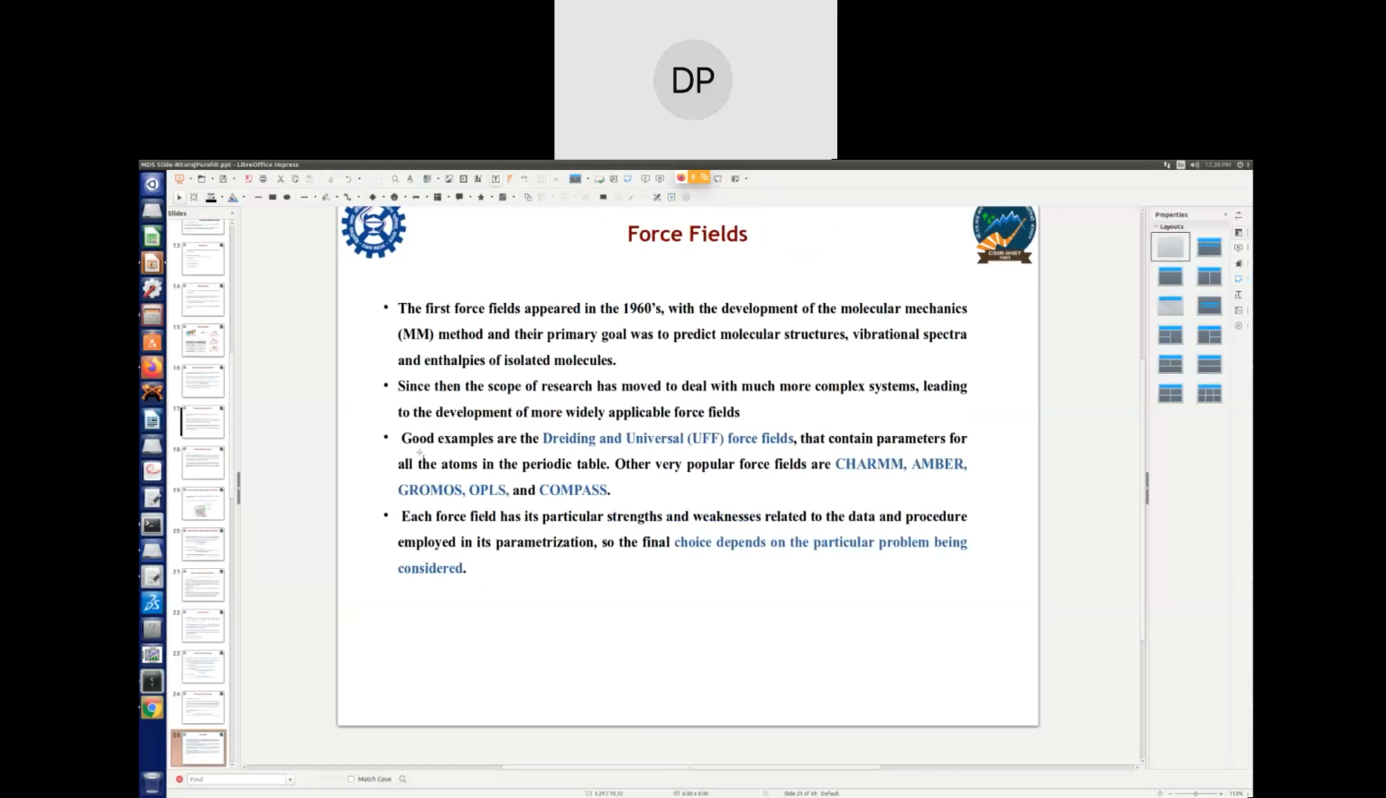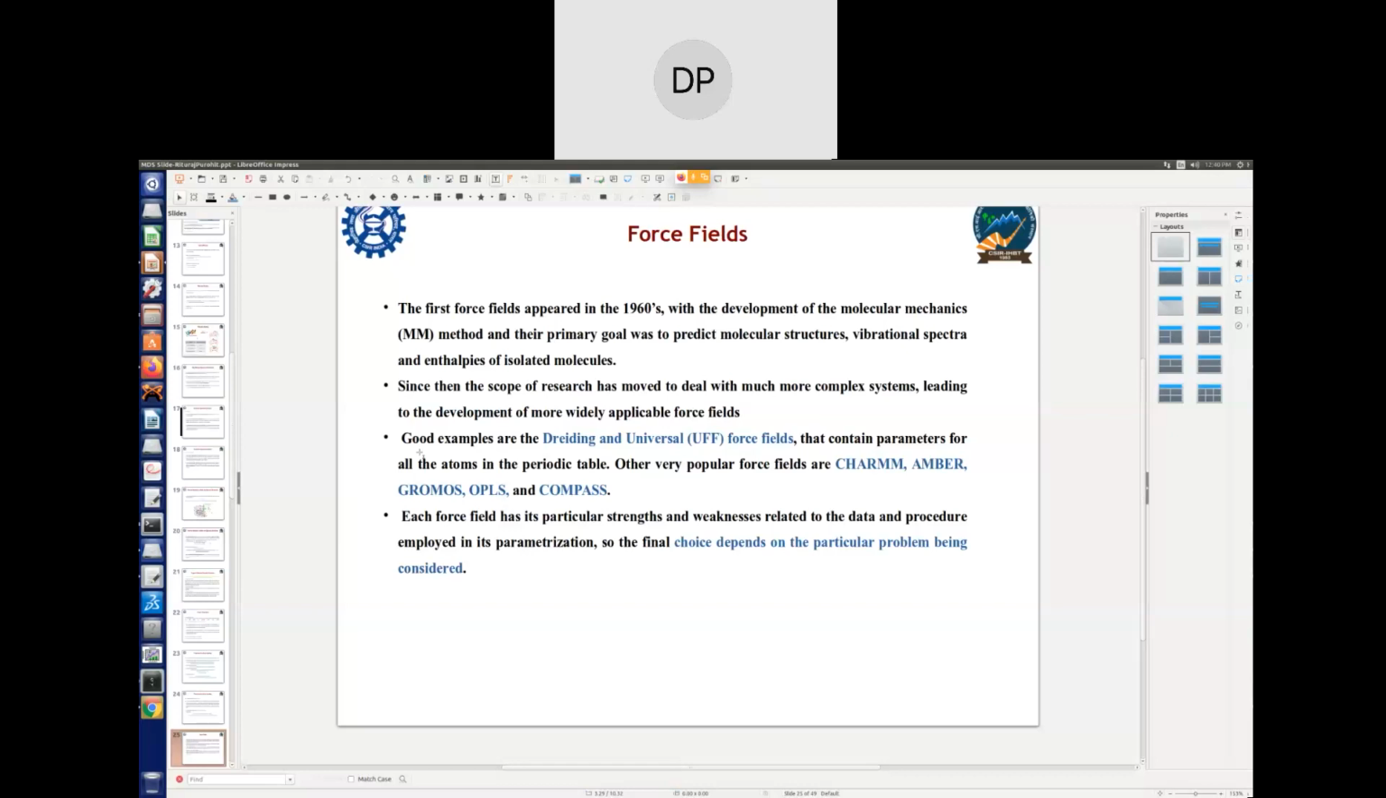The force field appeared in the 1960s with the development of molecular mechanics methods, and their primary goal was to predict the molecular structure, vibration spectra, and the enthalpies of isolated molecules. Since then, the scope of research has moved to deal with more complex systems, leading to the development of more widely applicable force fields. Good examples are the Dreiding and the universal force field that contain parameters of all the atoms in the periodic table. So this is one of the force fields which has all the parameters. Whatever elements the periodic table has, all elements are there in this.